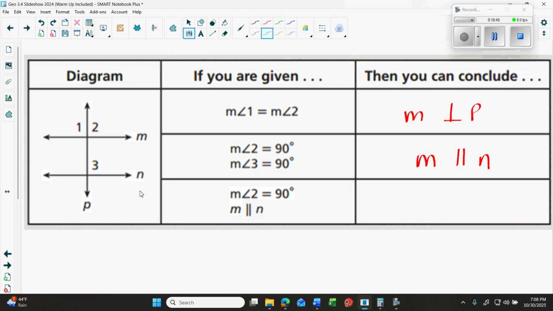And lastly, if you know measure of 2 is 90 and M is parallel to N, then you could say two things. Measure of 3 equals 90, as well as N being perpendicular to P. All right, that's all I got.